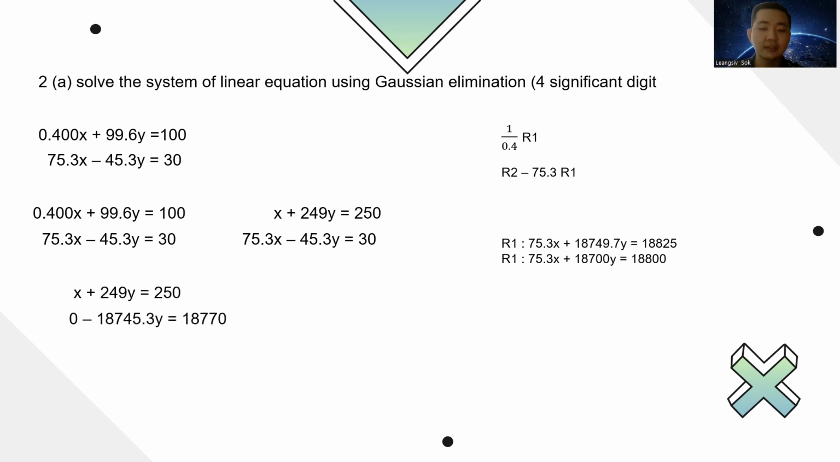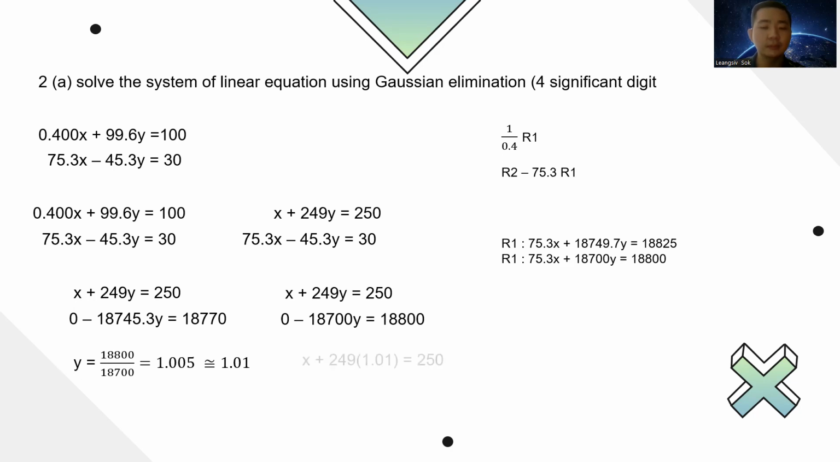Next, we will get 0 minus 18,745.3 is equal to 18,770. Again, we only use 3 significant digits. We will do the round-off and get 0, which then we solve for y. We see that y is equal to about 1.01. And then substitute y into the first equation. We will get x is equal to -1.